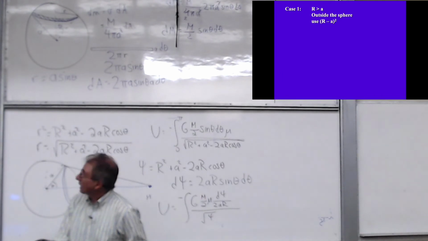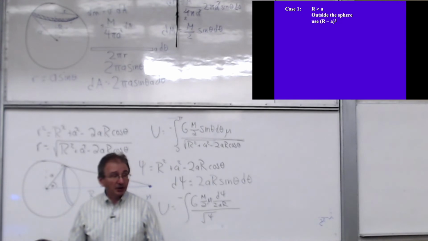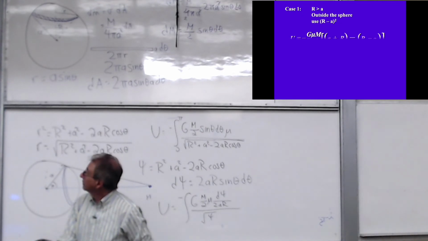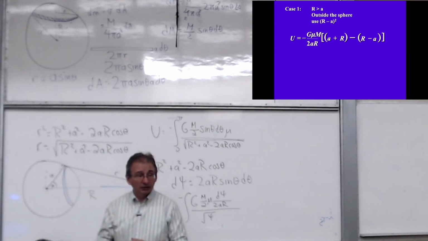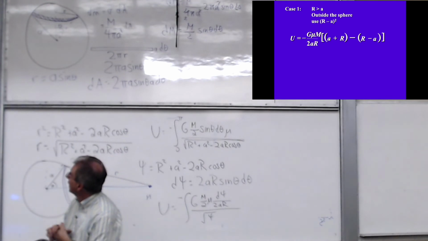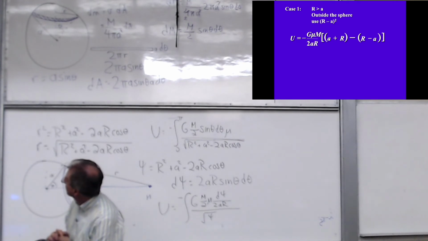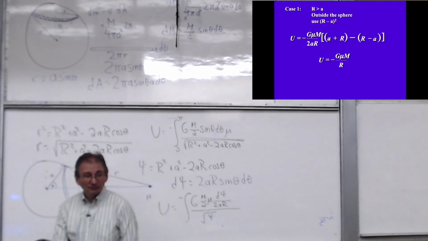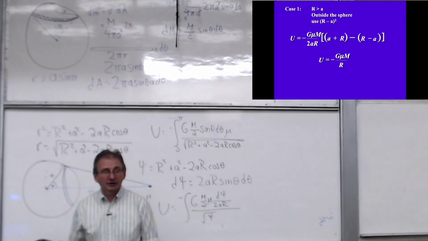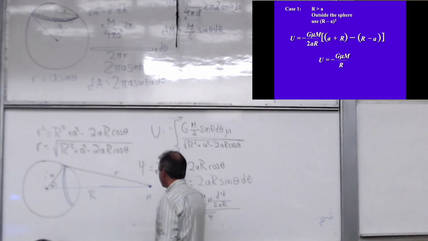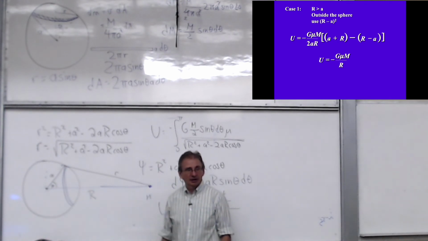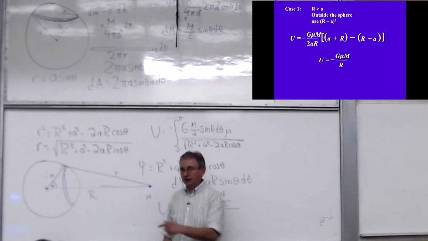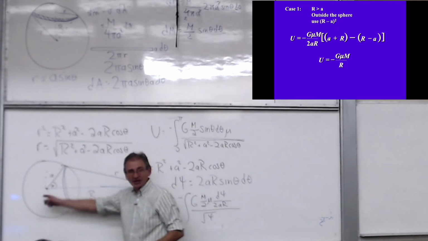So let's look at the case when we're outside of the sphere. R is bigger than A, so we have to write the second term as R minus A. And so U looks like that. What kind of cancellation do you get? The 2A is canceled, and you get minus G mu M over R. So what does that mean? What's the difference between us having a sphere there and a point mass? Nothing, right? So you can treat the sphere like a point mass, with all the mass at the center.